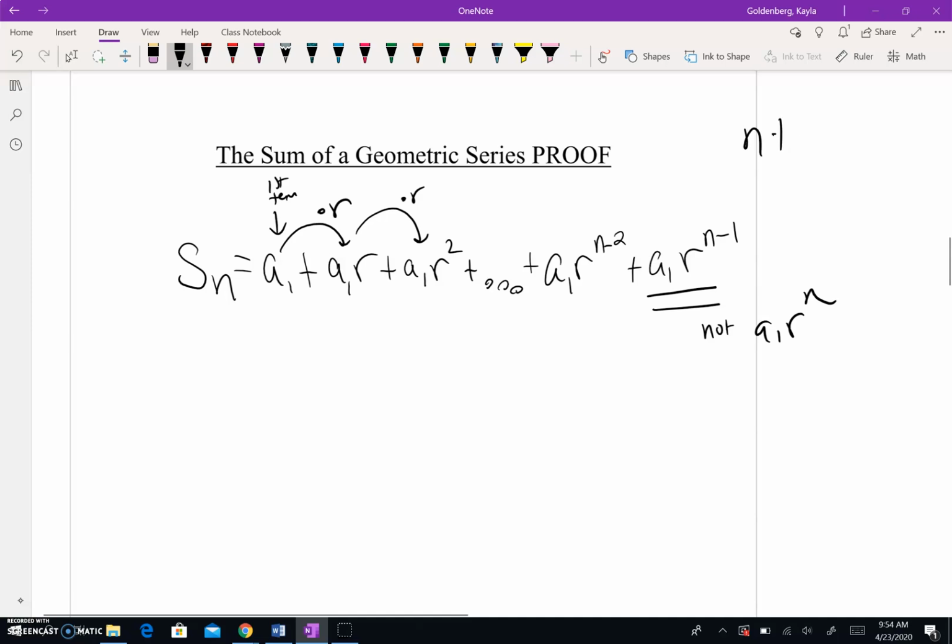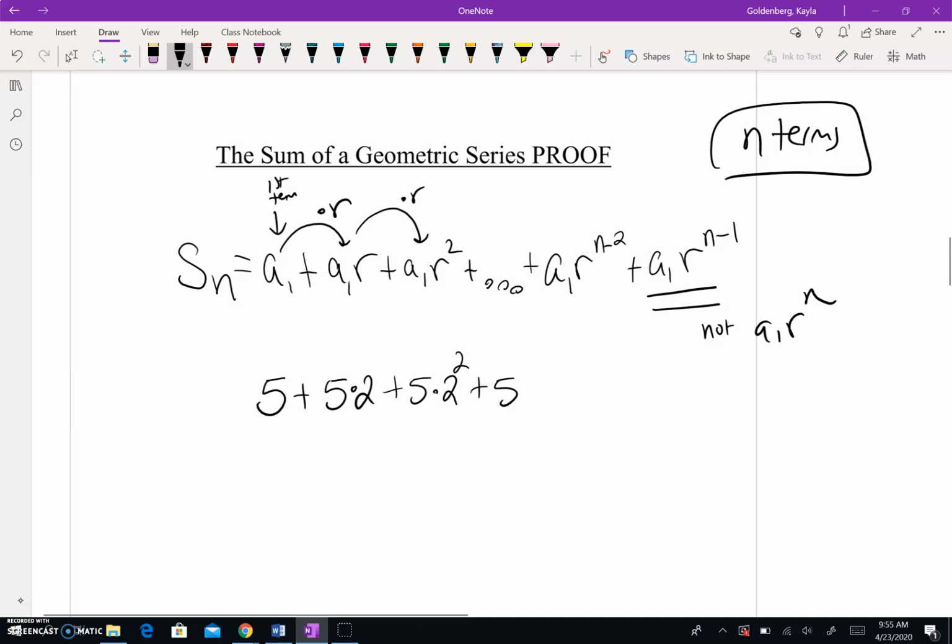Remember, if we are assuming that there are n terms that I'm adding together, let's think of a really concrete, easy example. Maybe my rule starts with a 5, and I do 5 times 2, plus 5 times 2 squared, plus 5 times 2 cubed, plus 5 times 2 to the 4th. Let's say that's my total terms. So I've got 1, 2, 3, 4, 5 terms. Notice the reason why it's not to the power of 5 at the end, but to the 4th power, is because I don't start doing times my ratio until my second term. So that's why it's not to the power of n.